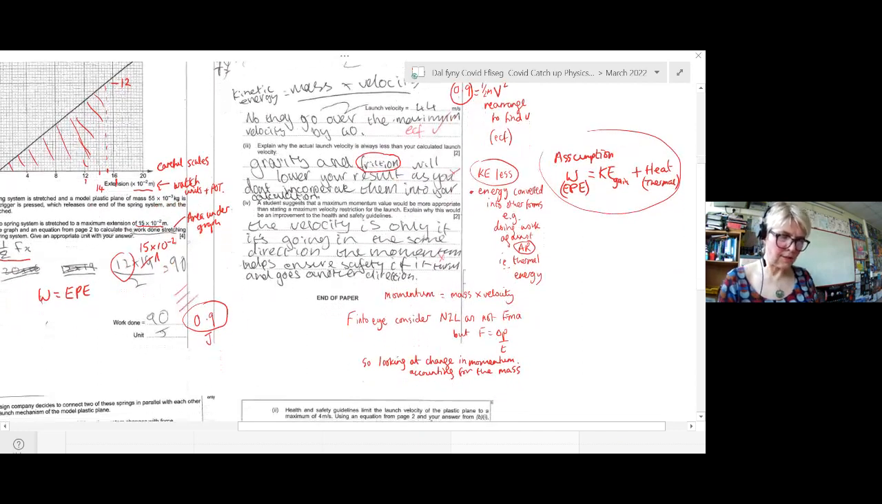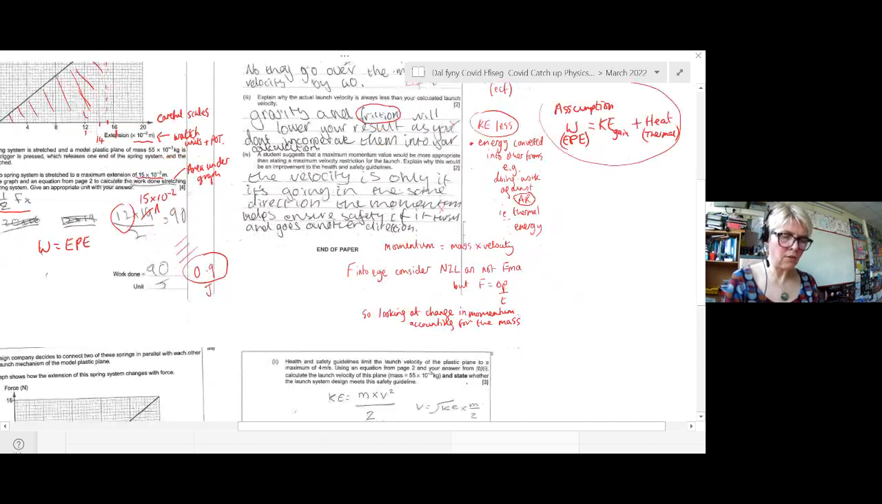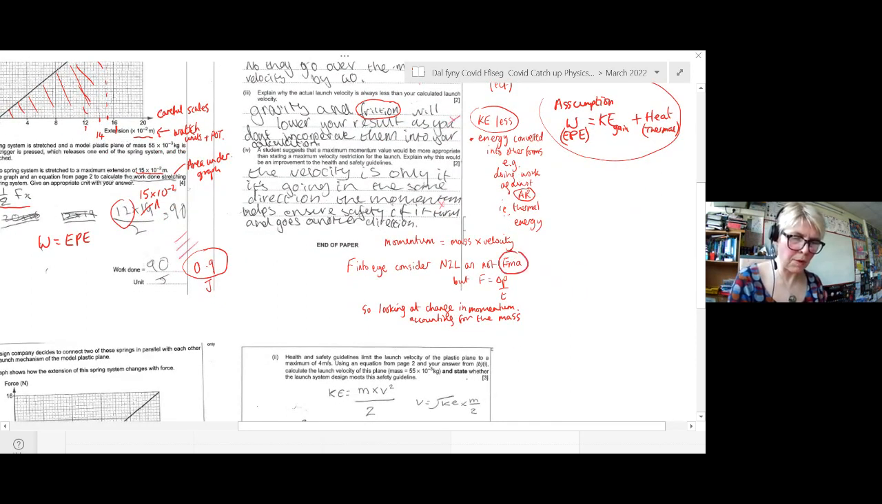And then this last little bit, it says, suggest that the maximum momentum would be more appropriate than stating the maximum velocity. Well, this comes back to the lesson before, where we were looking at forces and Newton's second law. Newton's second law can be known as F equals ma, or change in momentum over time. If you look at it in terms of change of momentum over time, then you can get an idea of how big the force is, because you're taking into account not just the velocity, but also the mass to give you the momentum.